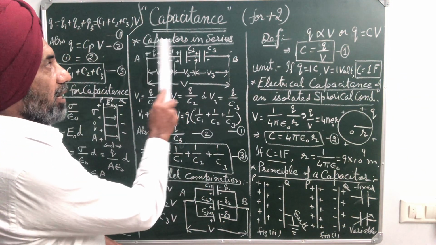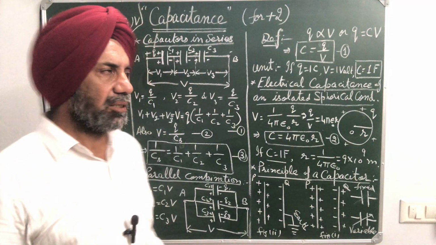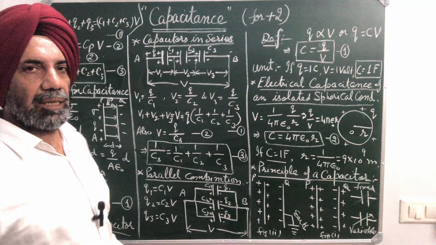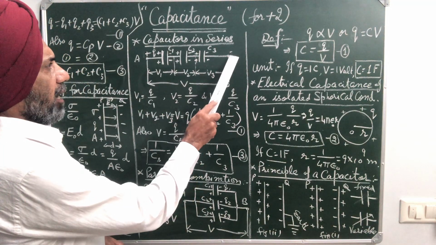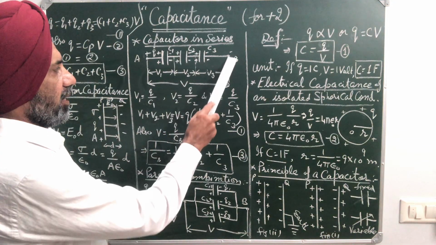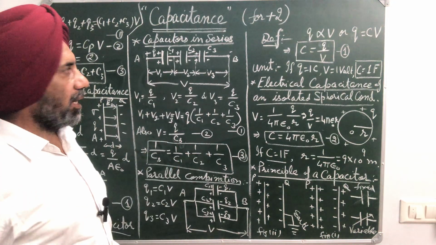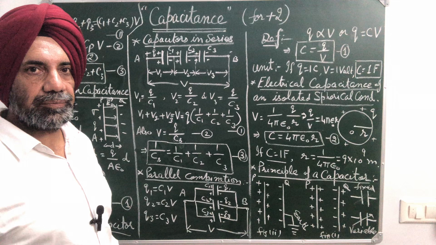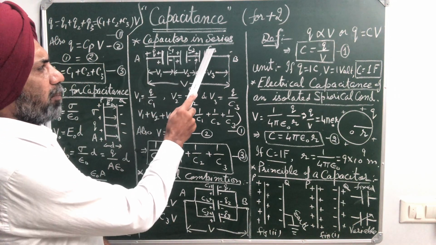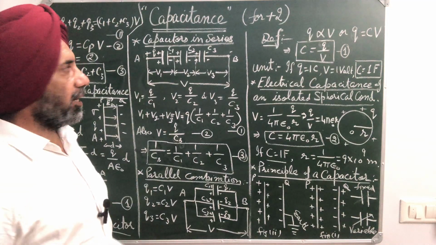Now, what happens when number of capacitors are connected in series? Simple. Suppose 3 capacitors C1, C2, C3 connected between A and B in series. Let V be the potential difference between A and B, and A is positive and B is negative. Then the left plate will be positive, right plate will be negative by induction again.